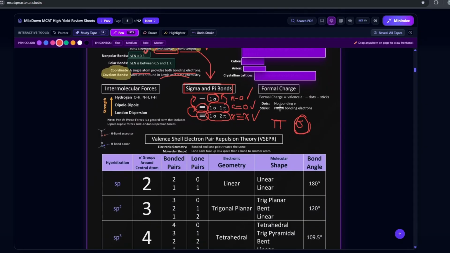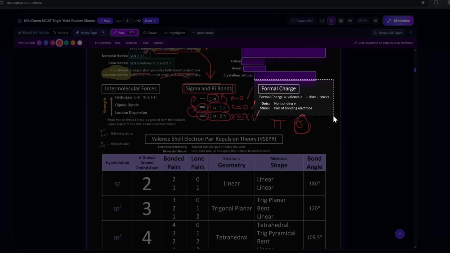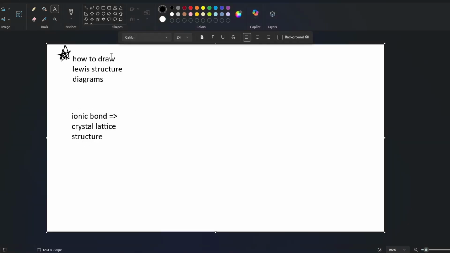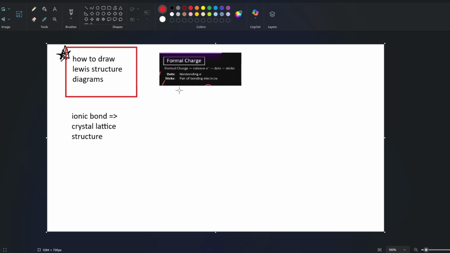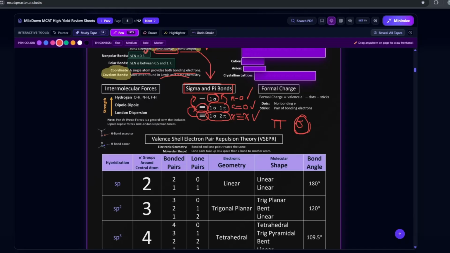Now, another thing to be able to calculate is your formal charge. And that's why I mentioned at the very start of the section that you need to know how to draw Lewis structure diagrams, because to be able to do your formal charge calculations, you need to know how to draw those diagrams. So formal charge is equal to valence electrons. We already went over what valence electrons are, right? Valence electrons minus dots minus sticks. There's actually a different formula, but a lot of people like this formula because it's simpler. So let's see it in action.